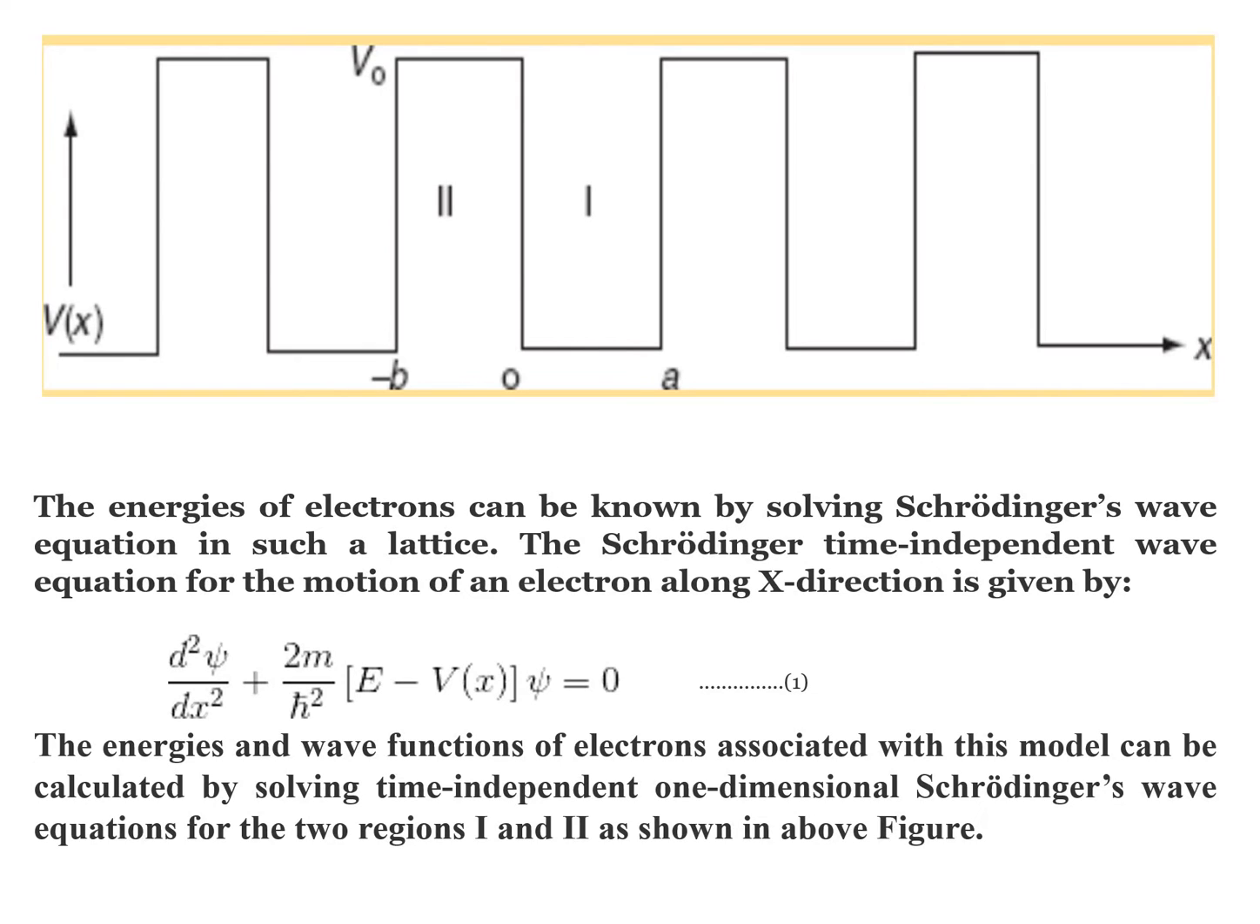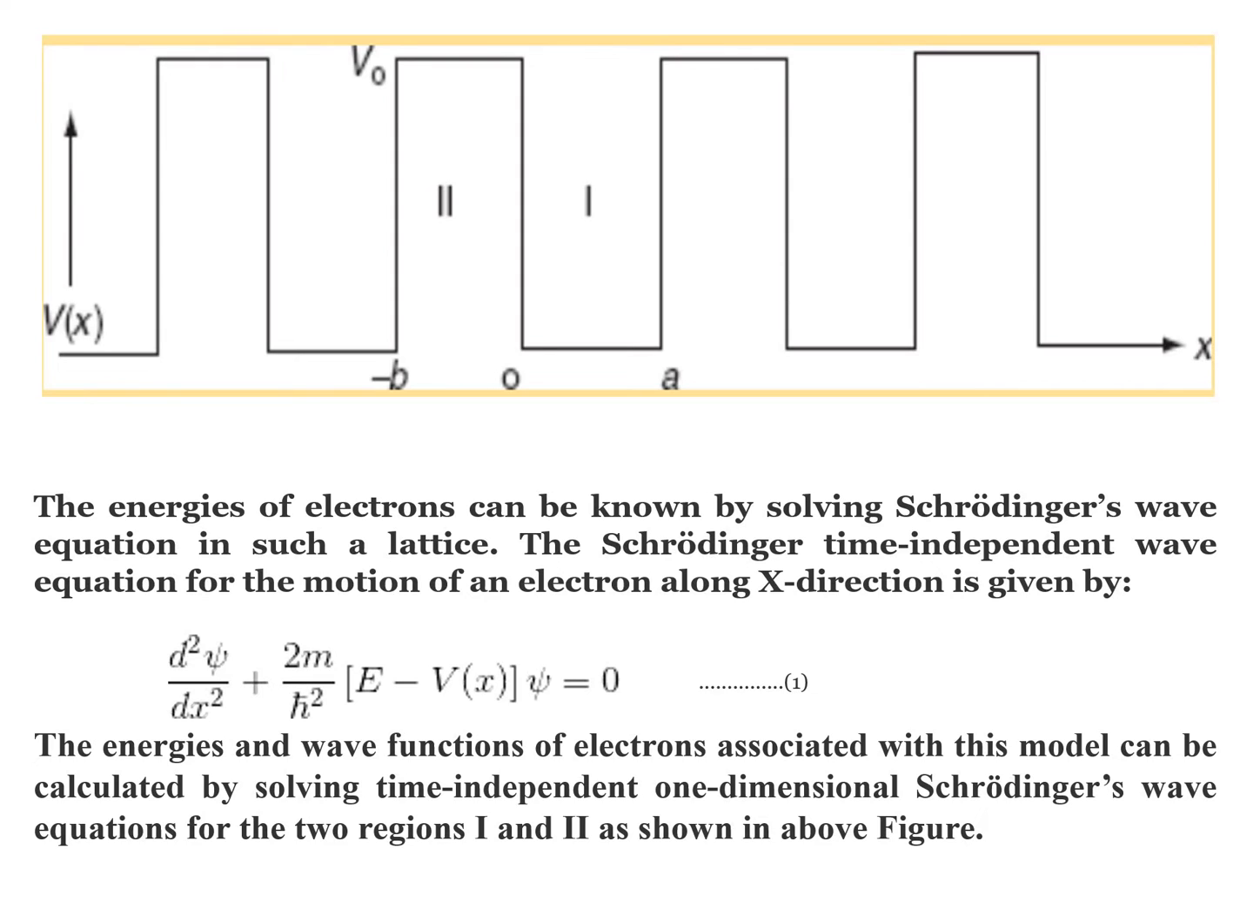Here we can see in the figure 0, A and minus B. A is the width of the well, 0 is the origin on the x-axis, and B is on the other side, so it is shown as minus B. The width of the well is A and the gap between the two wells is B. Earlier we have seen that Schrodinger's time independent wave equation can be applied to a single potential well, and this is a series of such potential wells. Therefore we can now apply Schrodinger's time independent equation easily.